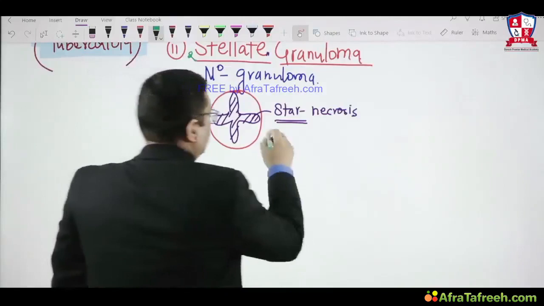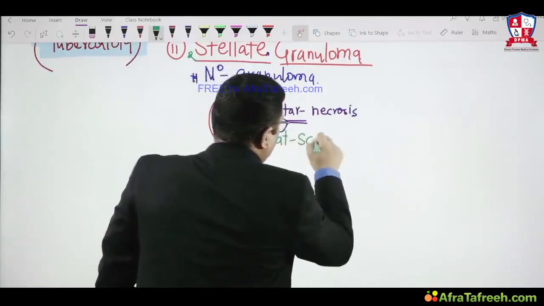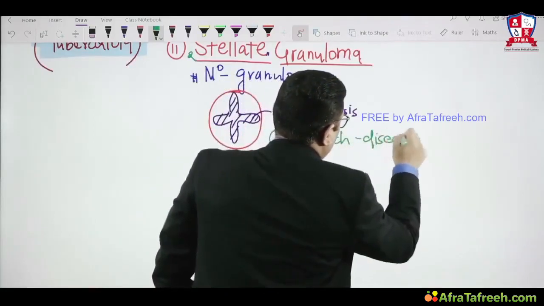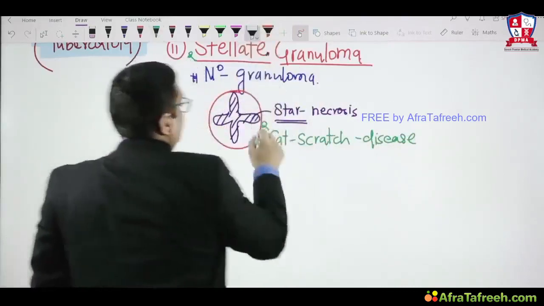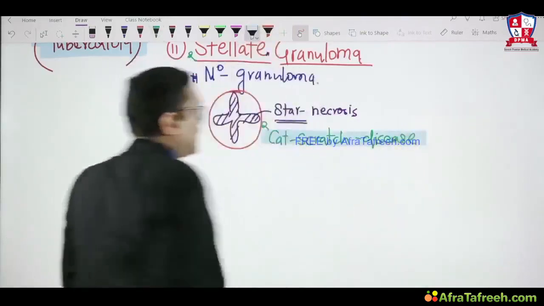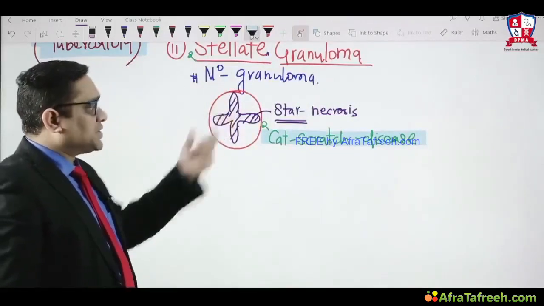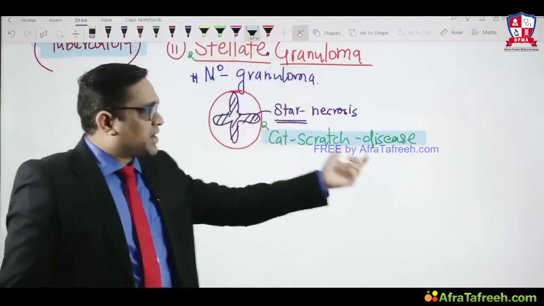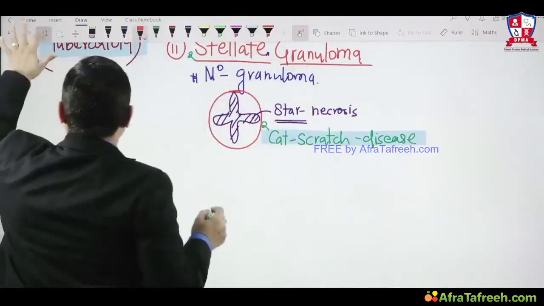Stellate abscess is seen in which condition? It will be seen in cat scratch disease, and that was the right answer in the exam. So stellate granuloma is seen in cat scratch disease, and this was the question in All India exam 2018, right? Stellate abscess or stellate granuloma. Because of this abscess, they are also called stellate abscess. So it is seen in cat scratch disease. This is the second type of special granuloma.